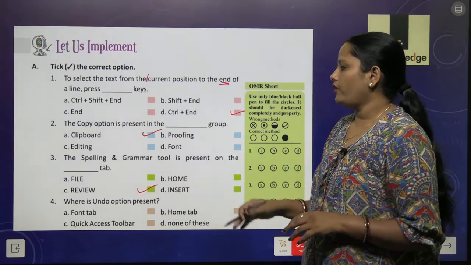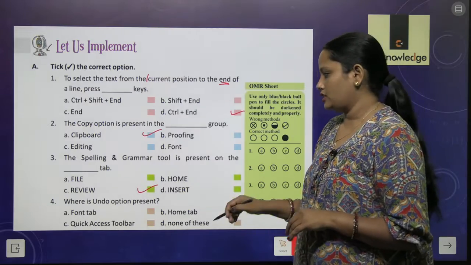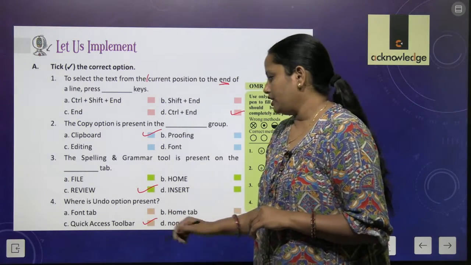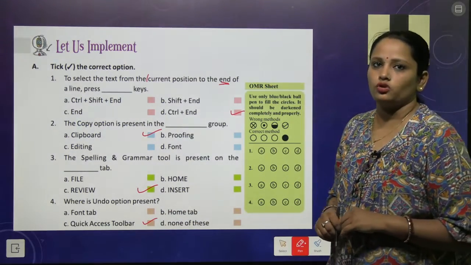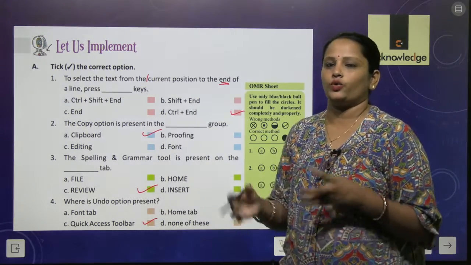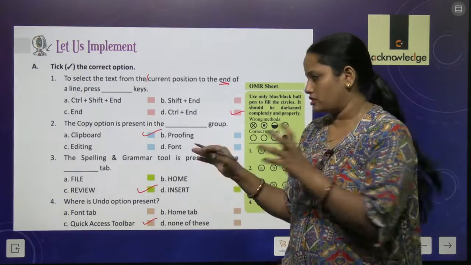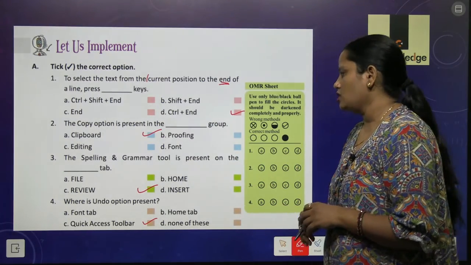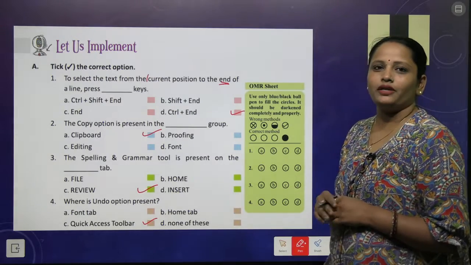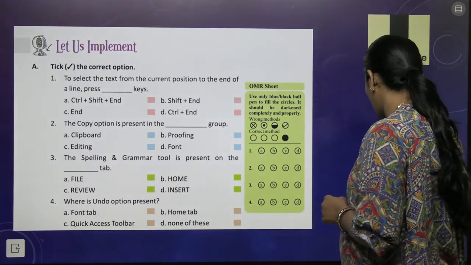Next, where is the undo option present? So yes, we know it. It is present on the quick access toolbar. The quick access toolbar helps us to access the tools very quickly. So we keep the undo, redo and save options there on the quick access toolbar. Hope all have completed the tick the correct option. Okay, now coming to the next question.